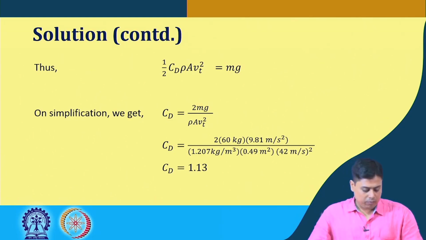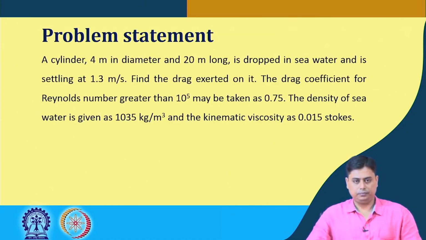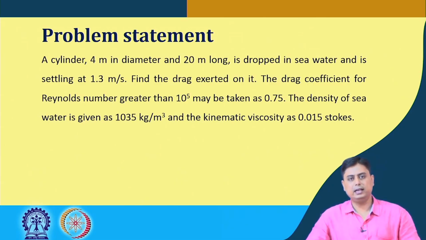Okay. Now, we move on to the next problem. The problem is that a cylinder, now instead of a square shaped object, we have a cylinder which is 4 meter in diameter and 20 meter long, is dropped in seawater and settling at a velocity 1.3 meter per second. So, find the drag on it.